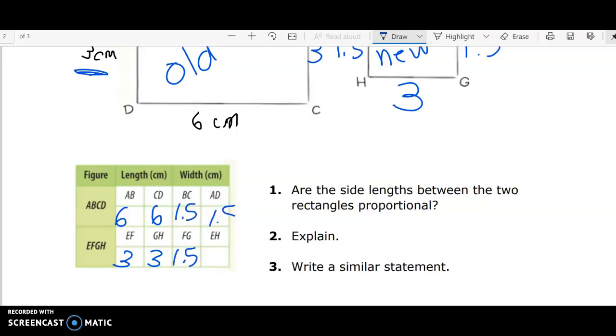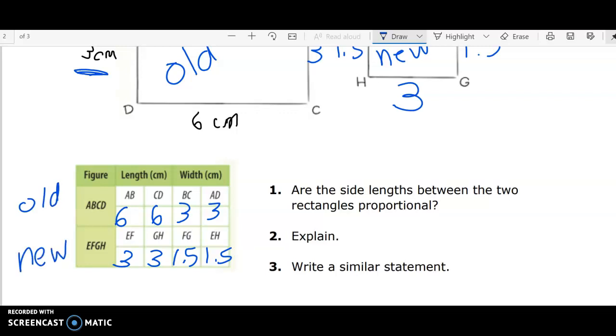This is, oops, that is not 1.5. My apologies. This would be 3. Make sure you go back to the original. And this would be 3 and 3 and 1.5. This is old, and this is new.